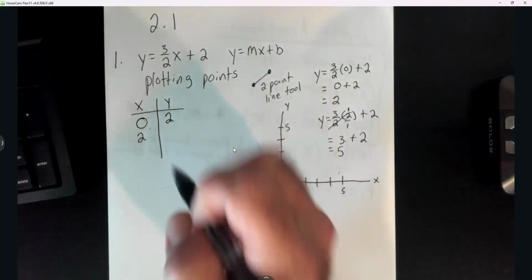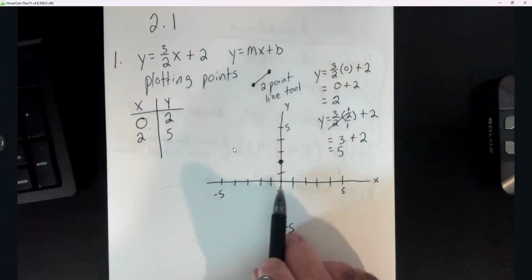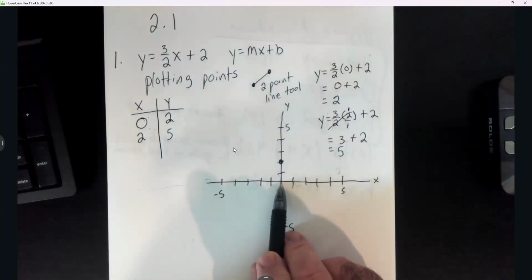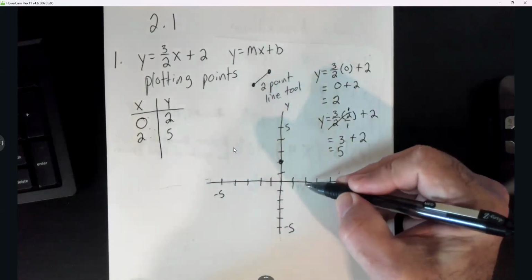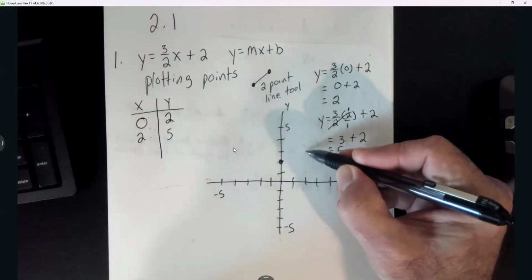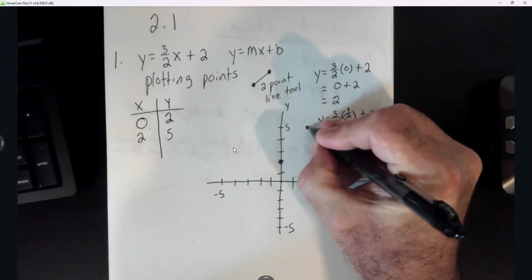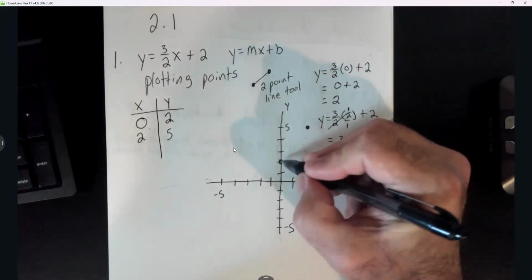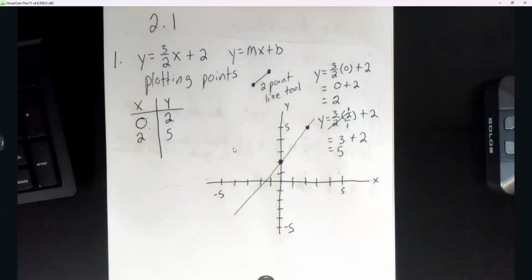So when x is 2, y is 5. So I go right 2. Remember, always start in the center, go right 2 for the x's, and then the y value is 5, so I would go up 1, 2, 3, 4, 5. At that point, I would draw my line through them points, okay?